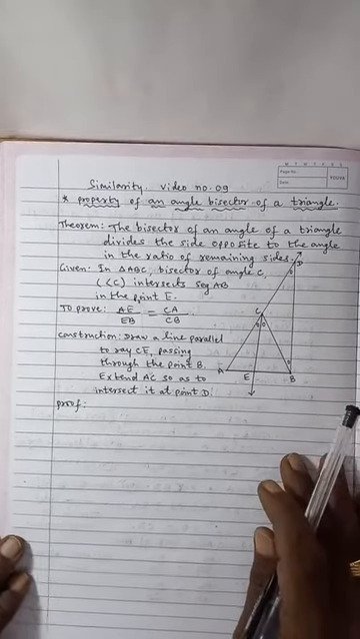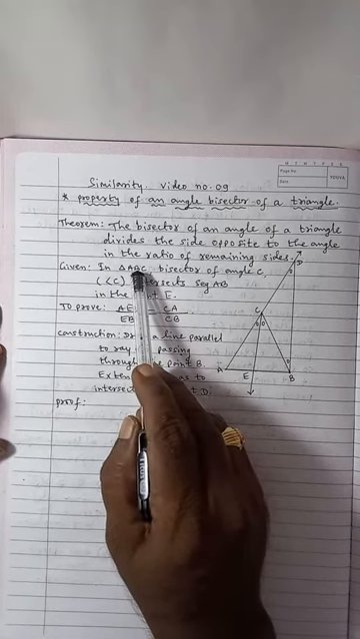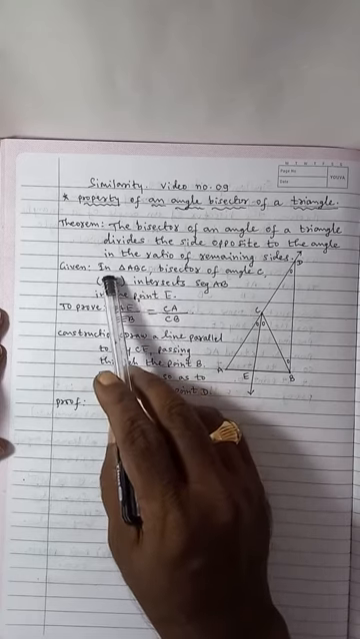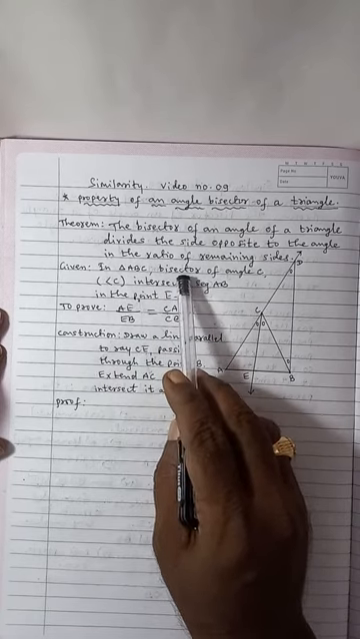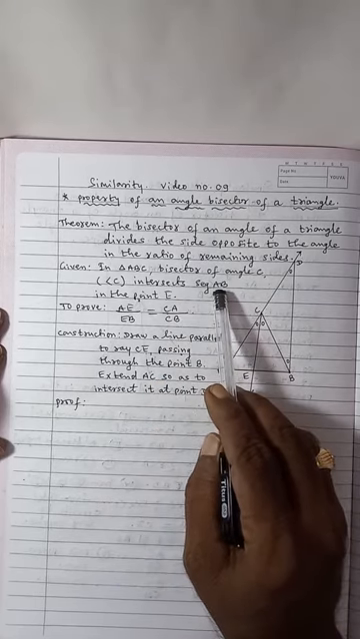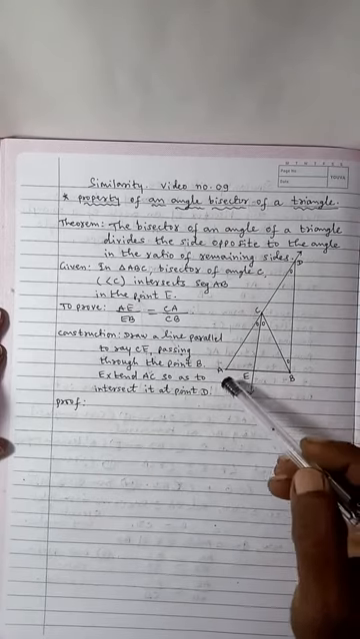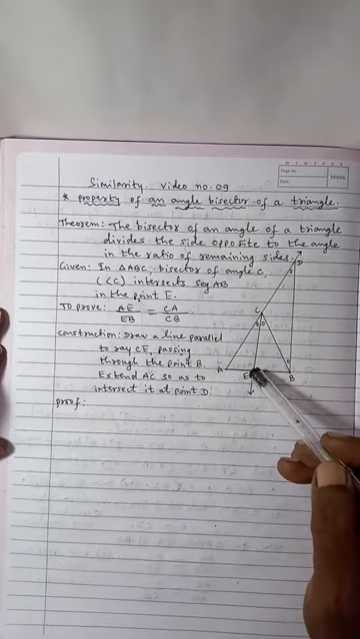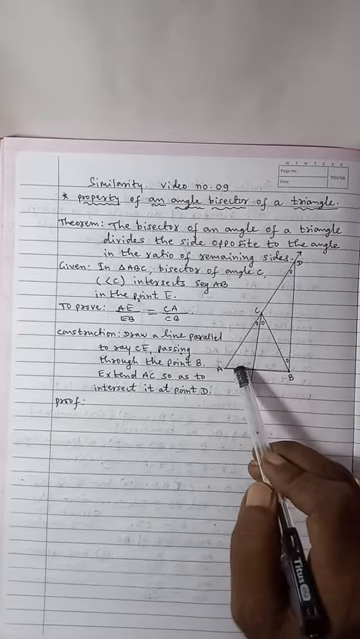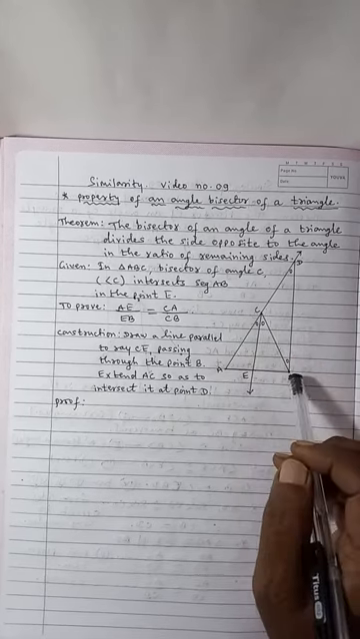So let us see what is given. In triangle ABC, the bisector of angle C intersects segment AB in the point E. This is given to us. What to prove? AE upon EB is equal to CA upon CB.